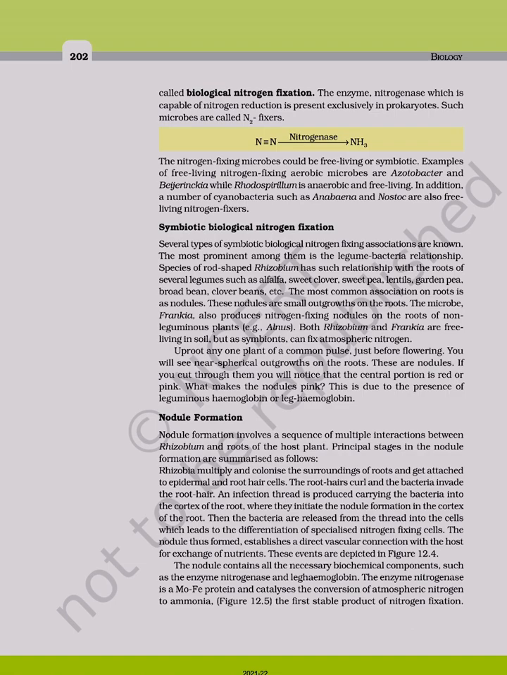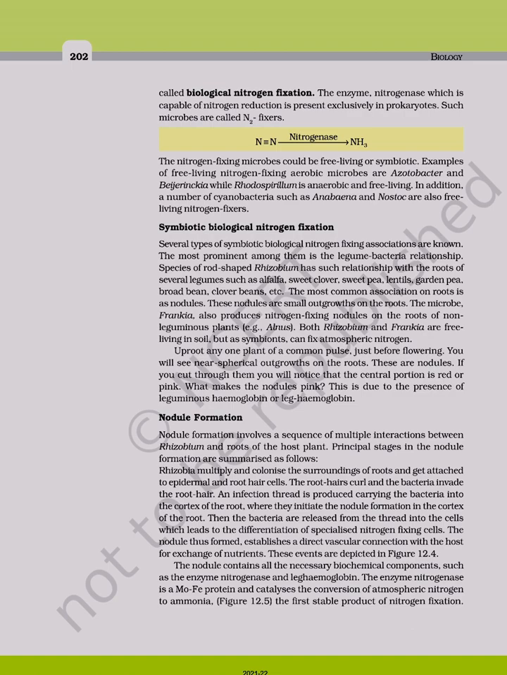Symbiotic biological nitrogen fixation. Several types of symbiotic biological nitrogen fixing associations are known. The most prominent among them is the legume bacteria relationship. Species of rod-shaped Rhizobium has such a relationship with the roots of several legumes such as alfalfa, sweet clover, sweet pea, lentils, garden pea, broad bean, clover beans, etc.